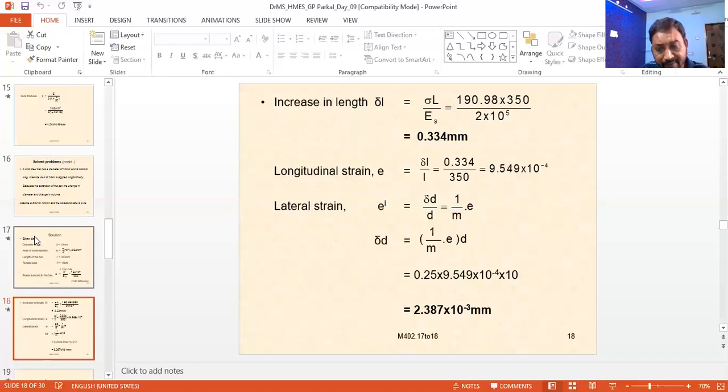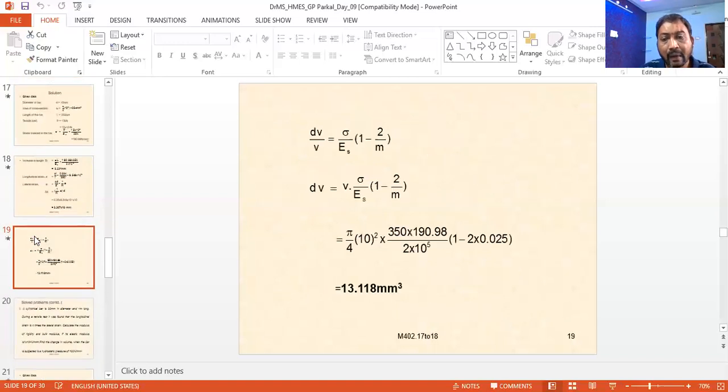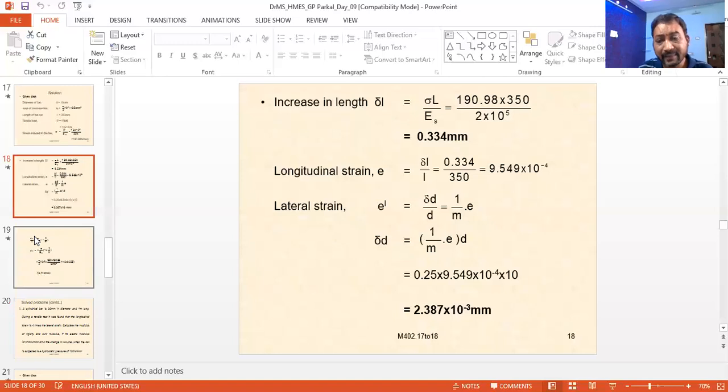So substituting those values, 1 by m is 0.25 and e is 9.549 into 10 power minus 4, d is 10. So delta d is equal to 2.387 into 10 power minus 3 millimeters. So this is the change in diameter of the bar.